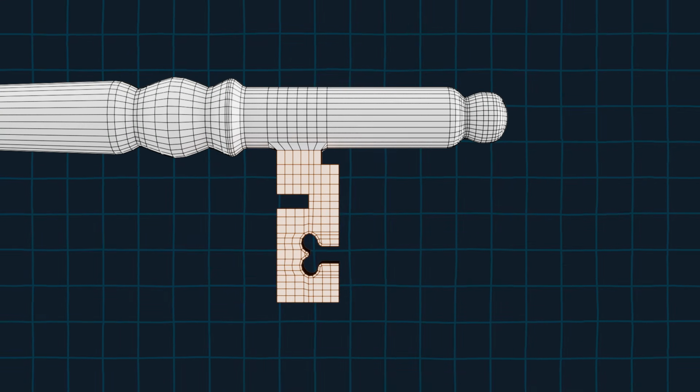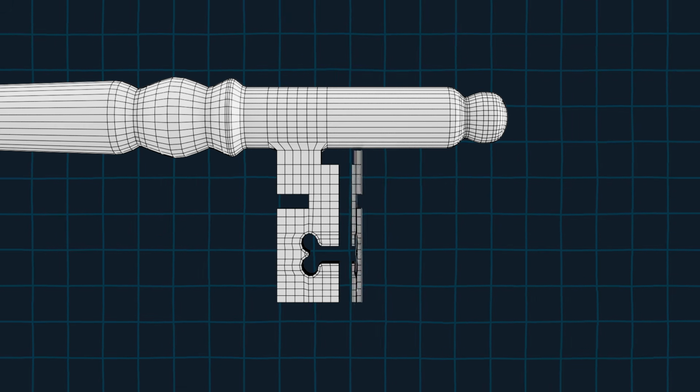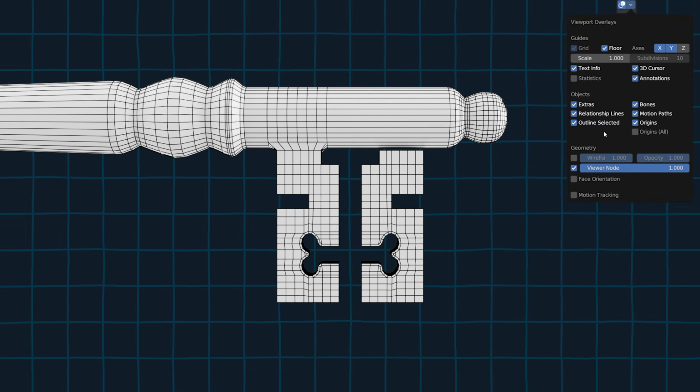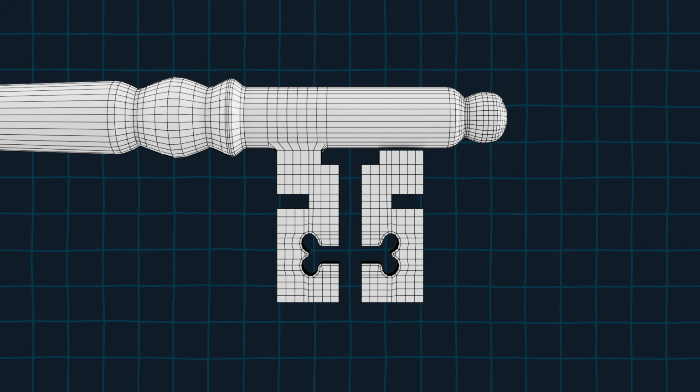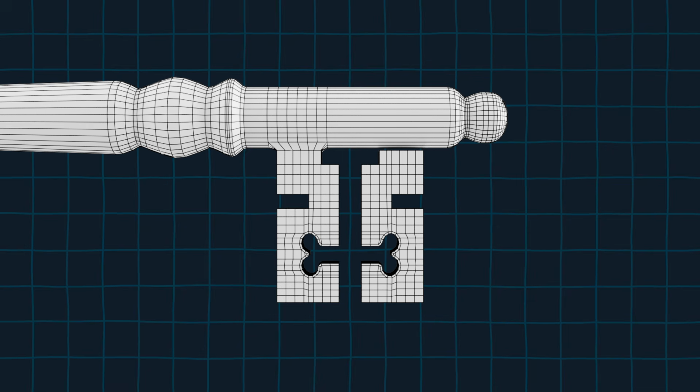Then select these faces, duplicate them by pressing Shift-D, and scale them on the Y or the X axis by -1. This will mirror the detail. Note that this operation will also flip the mesh normals. To view the flipped normals, open the Viewport Overlays menu and enable the Face Orientation option. Faces with flipped normals will appear red. To fix them, select the red faces and press Shift-N to recalculate the normals.